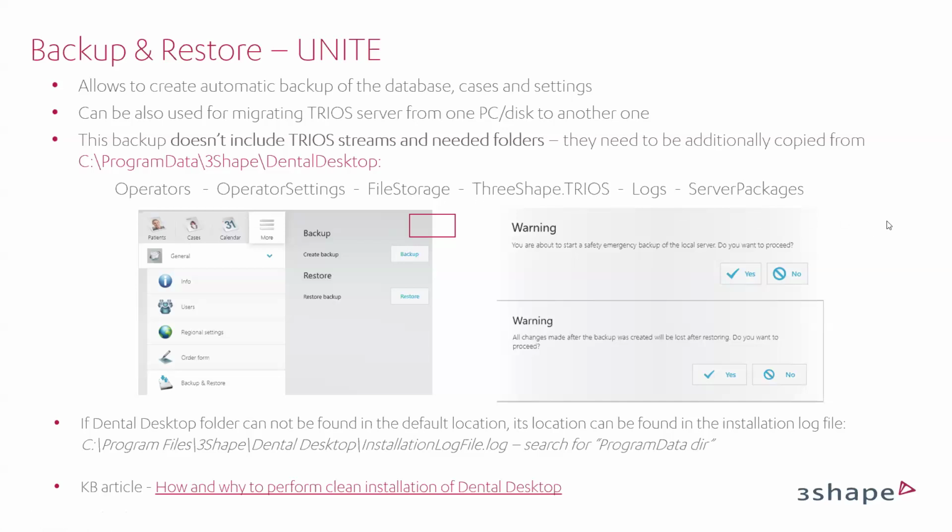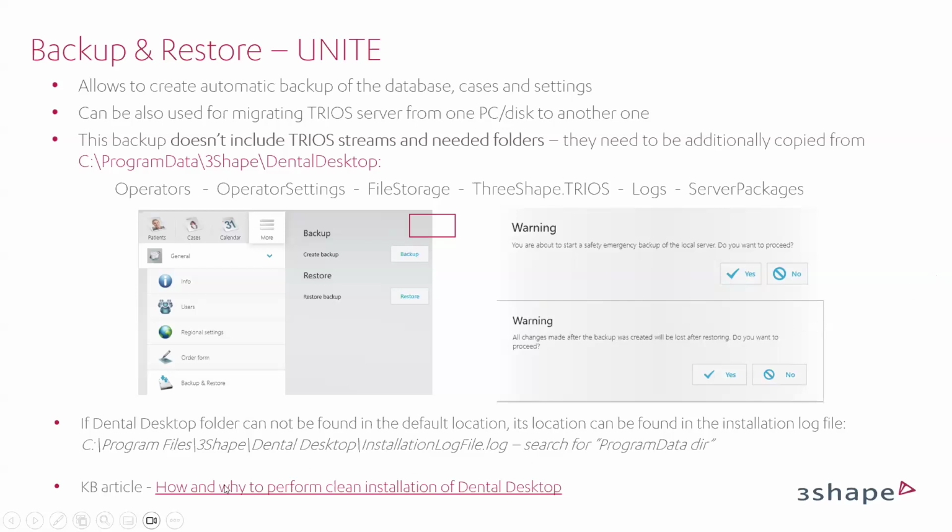Also, if you're proceeding with the data backup, you press the more button, general, backup and restore, and you can see that you have two options here: to create backup and restore backup. When you press create backup, the software will ask you if you would like to really proceed, and if you're restoring, you will have the same option here. Then the software asks if you really need to restore this backup.